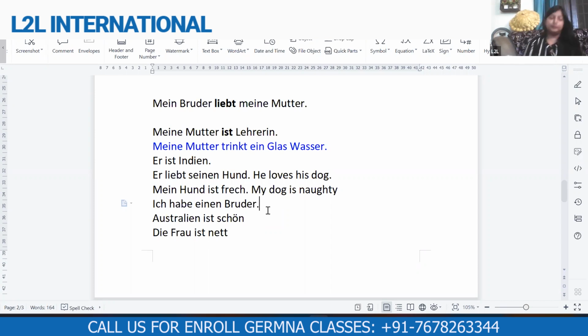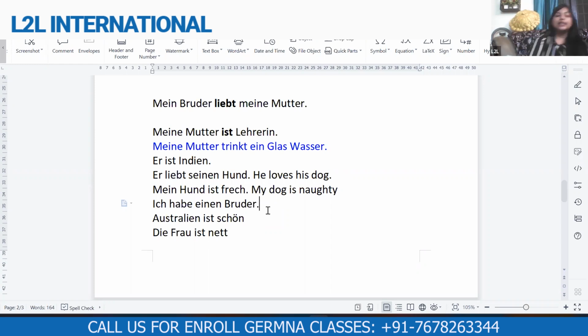Australien ist schön. Australia is beautiful. Accusative, nominative. Nominative. We are talking about Australia. Yeah, we are talking about only Australia. There is no other concern. And moreover, the sentence contains ist, which is a form of sein, third form. That's why the sentence is considered to be nominative.